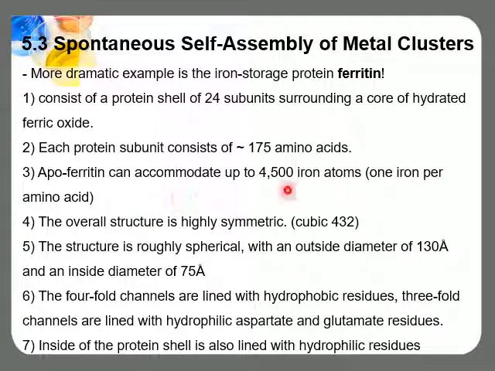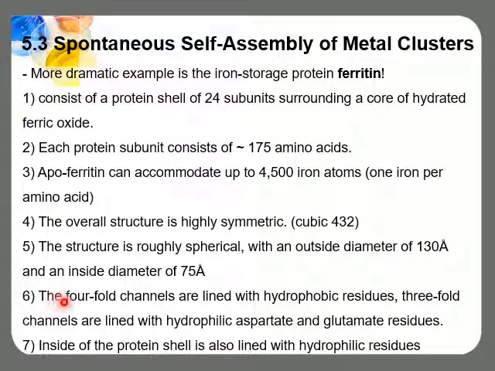And the overall structure of the protein is very highly symmetric. The structure is roughly spherical. The outside diameter is 130 angstrom, about 13 nanometers. The inside diameter is 75 angstrom. So it's a kind of shell structure. The outer shell is made of protein, and inside there exists the ferric oxide.